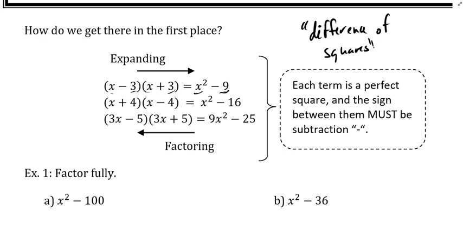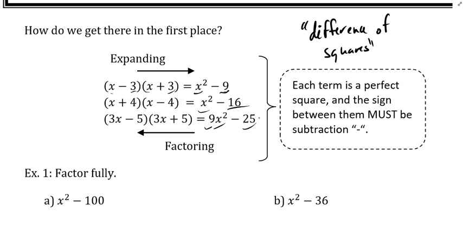And look at all of them. x squared is a perfect square, and 16 is a perfect square. What about this one? It's got a 9, that's a perfect square. It's got an x squared, that's a perfect square. And it's got a 25, that's a perfect square. So all the coefficients, all the variable parts, everything is a perfect square. And every one of them has two terms and there's a minus sign between them. That's what you look for when you do a difference of squares.